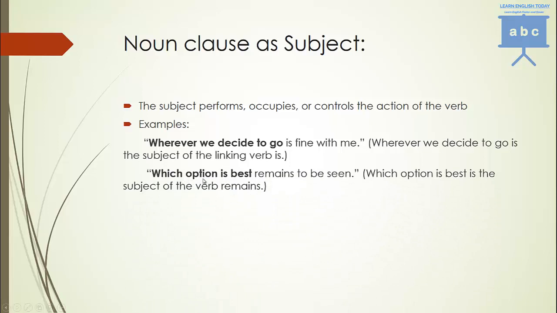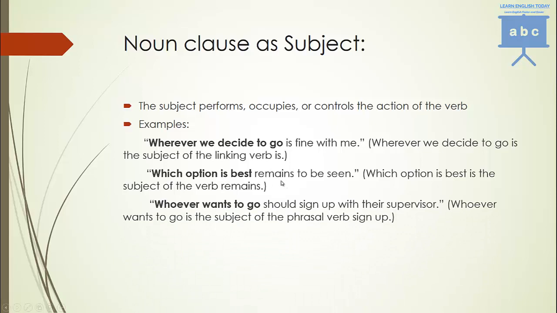Or let's look at another sentence. Which option is best remains to be seen. So which option is best is a noun clause that acts as the subject of remains. And the other example, whoever wants to go should sign up with their supervisor. Here, whoever wants to go. Again, I told you that noun clauses start with WH words mostly, whoever.